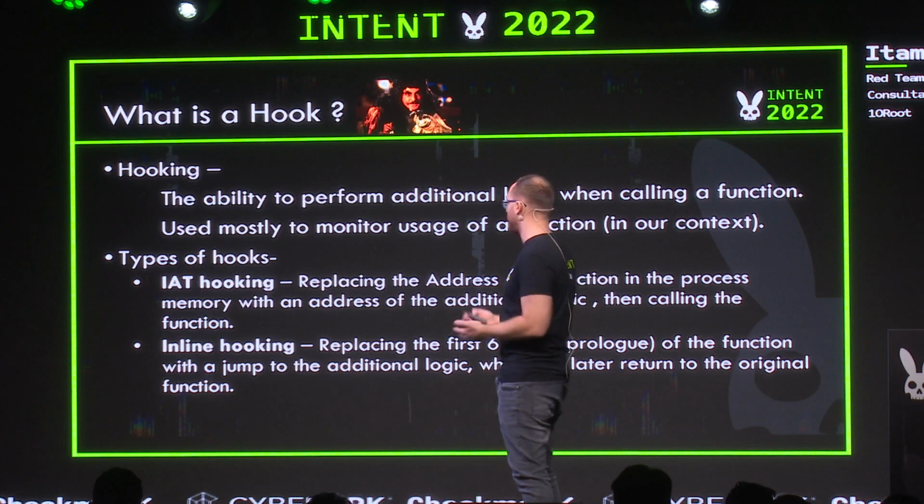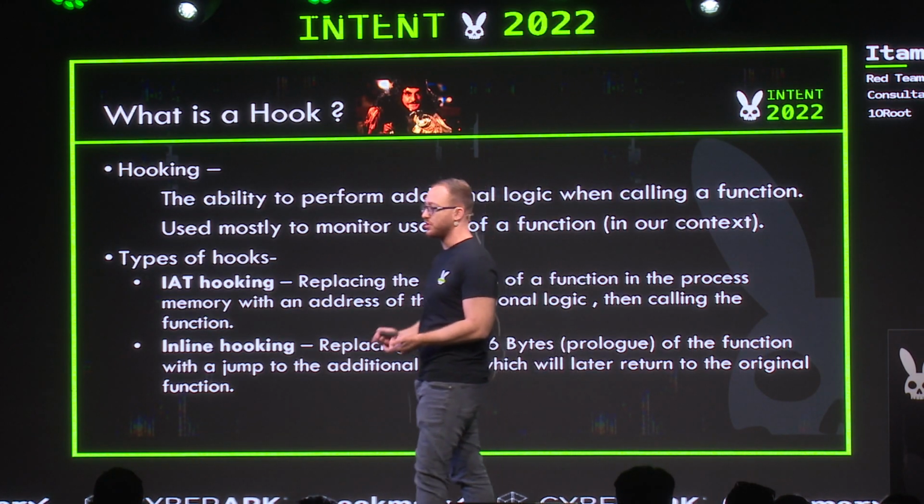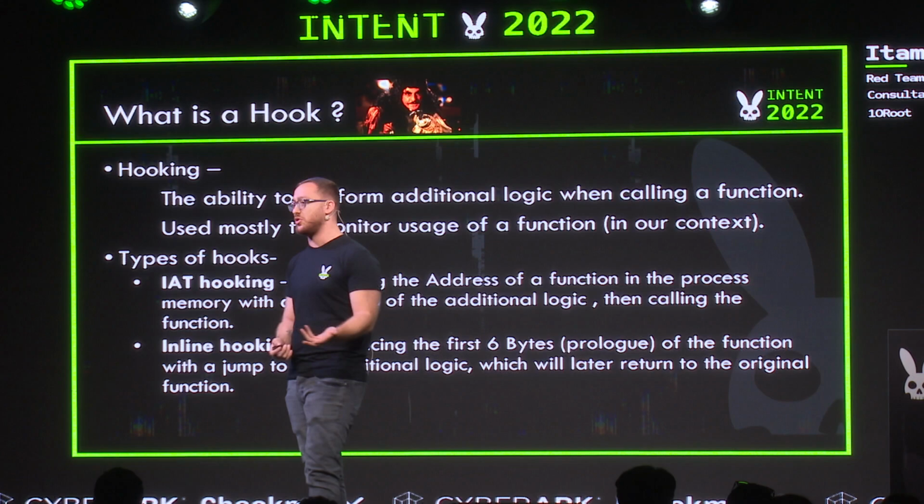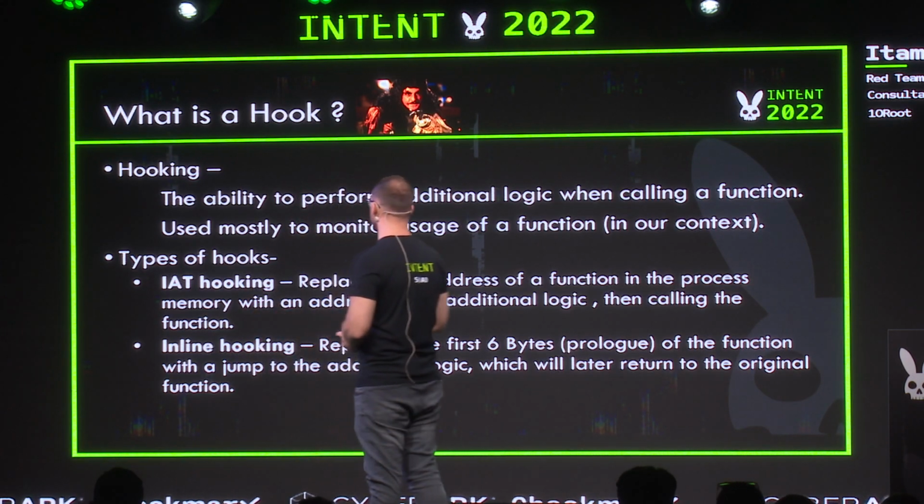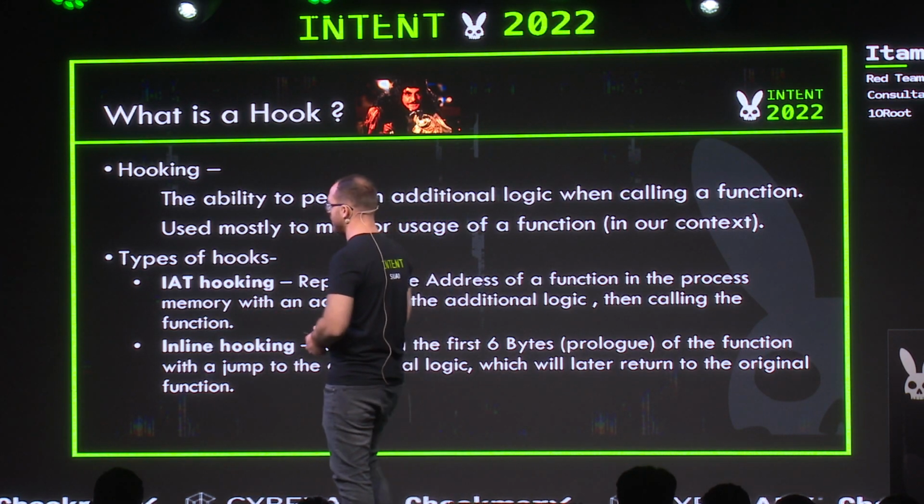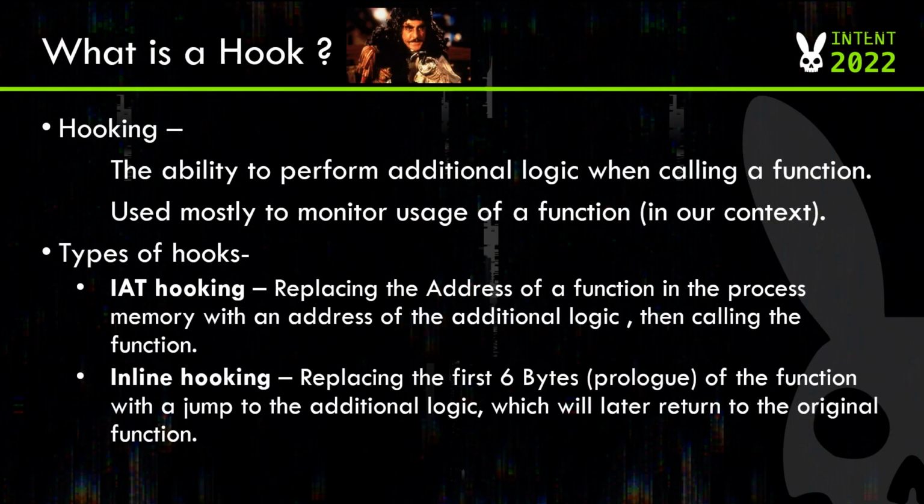Now, we are familiar with two very common ways of hooking, one of which is import address table hooking, or IAT hooking, which is replacing the address of a function in process memory in the import address table with the address of the additional logic, and that additional logic would call the original function. The other option is inline hooking, which is replacing the first 6 bytes of the function, also referred to as the prologue of the function, with a jump to the additional logic, which will later return to the original function.